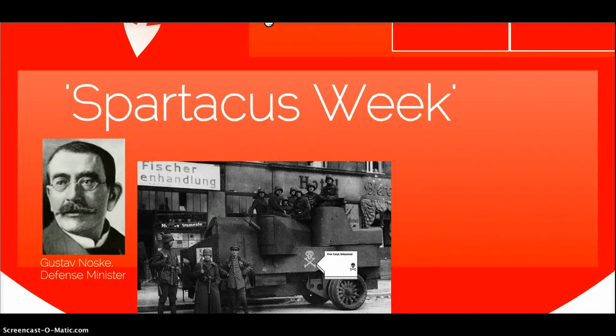So they do make a bid for power. The Spartacists do make a bid to try and take over Germany and do it along sort of Bolshevik Russian lines. So what happens during the so-called Spartacus week? Well, this guy on the left with the bushy moustache is Gustav Noske, and he's the Social Democrat defense minister.